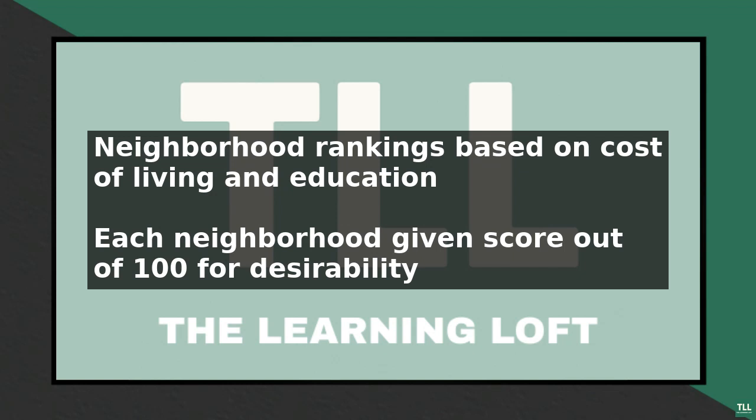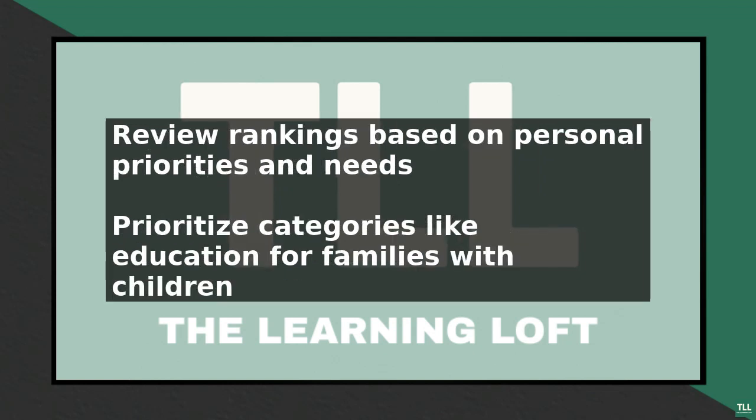In addition to the overall ranking, Best Places also provides detailed information about each neighborhood, including demographics, housing prices, and local amenities. This information can be found by clicking on the neighborhood name, which will take you to a detailed profile page.